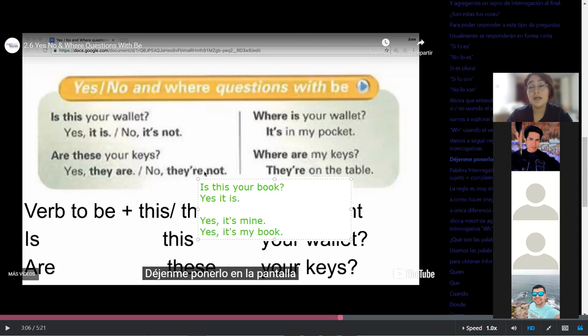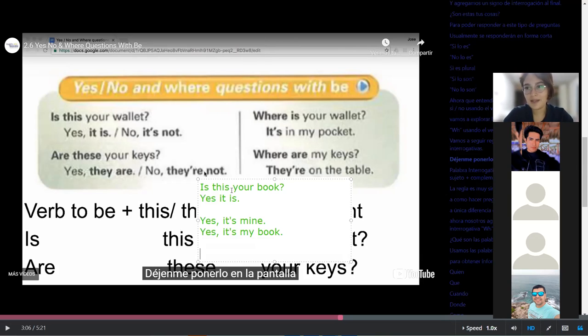All of those are correct. Todas están correctas. Ahí depende si ustedes quieren dar más información o lo quieren dejar solamente con yes, it is. Pero all of them are correct. No es una regla estricta. Incluso en la vida real, si alguien nos pregunta, is this your book? Y nosotros quizás lo habíamos perdido or something. No le vamos a decir, yes, it is.